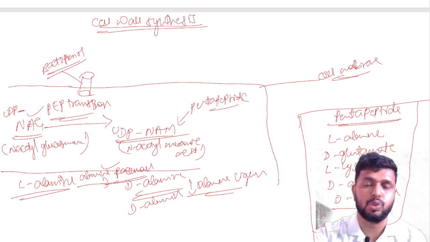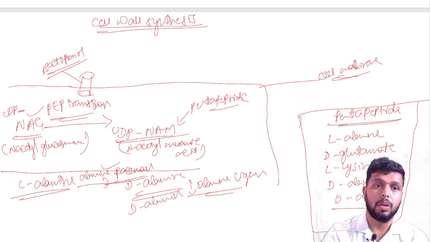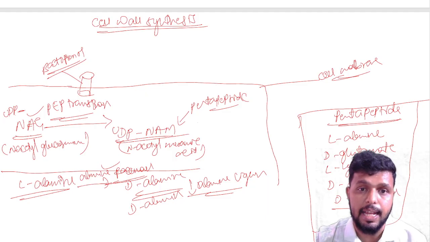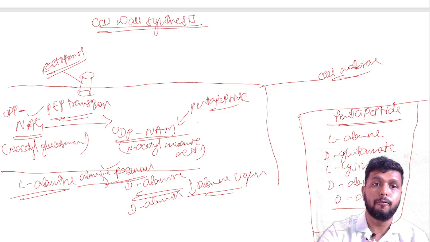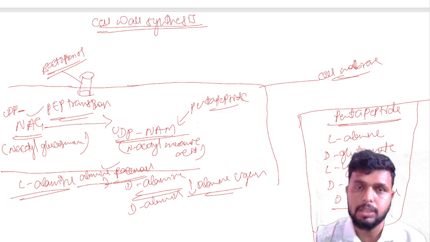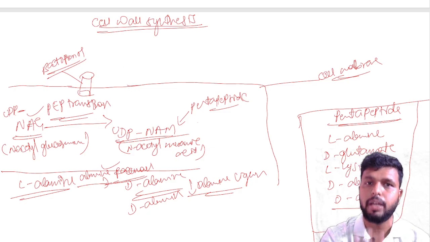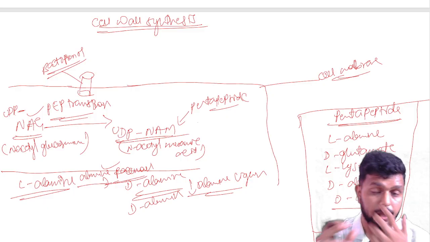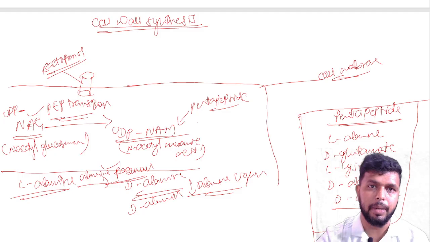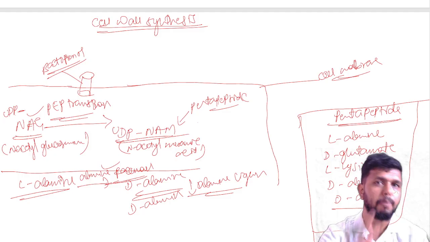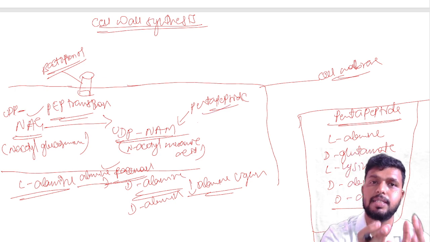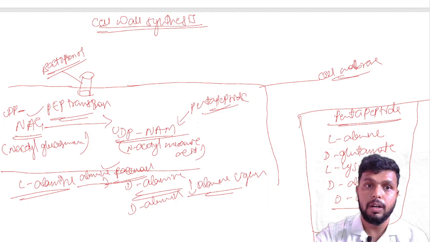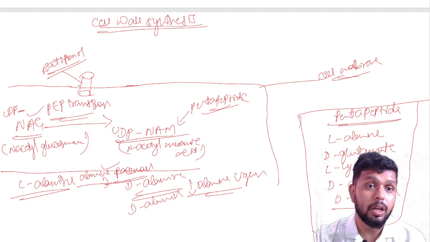It will transport it. Because this UDP N-acetyl muramic acid pentapeptide chain is completely hydrophilic, and the cell membrane is completely lipophilic. For crossing a lipophilic membrane, the molecule should be lipophilic only. But here the UDP N-acetyl muramic acid pentapeptide chain is completely hydrophilic. For transporting across this membrane, bactoprenol will help.